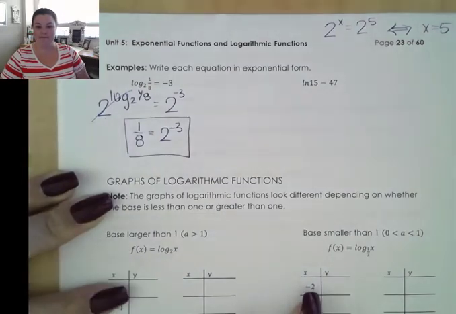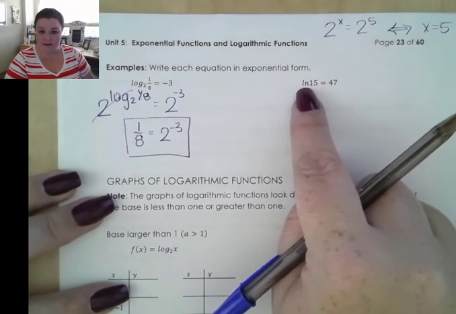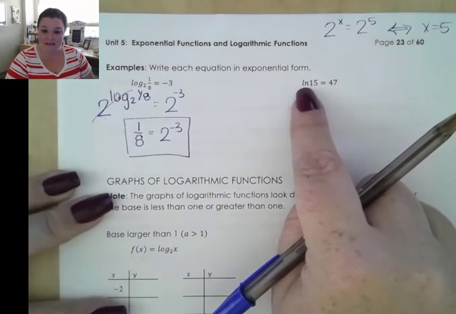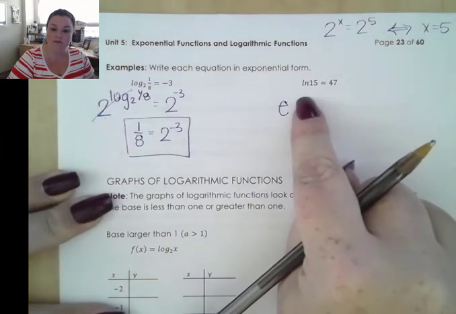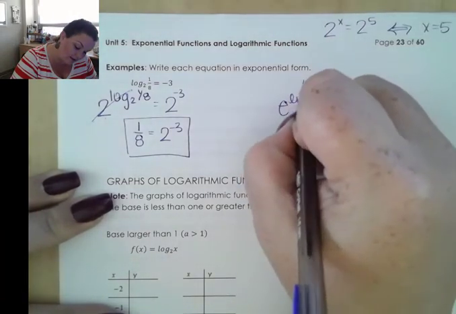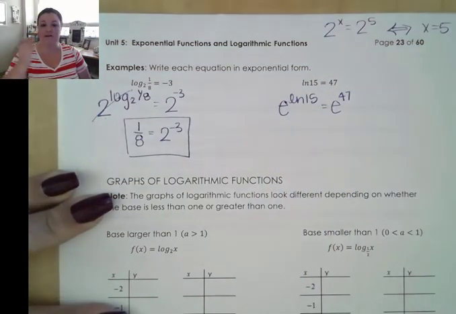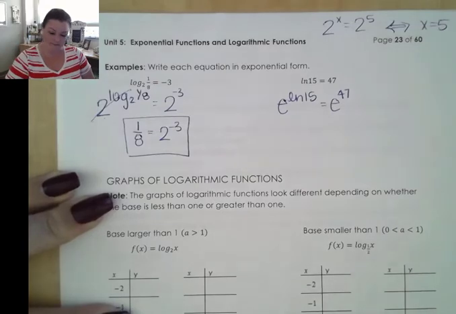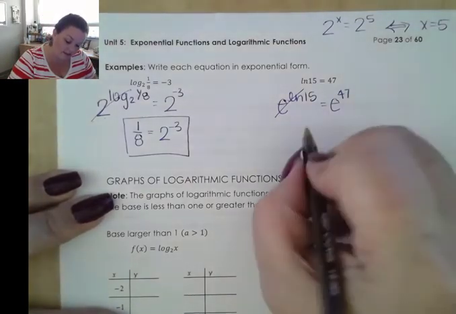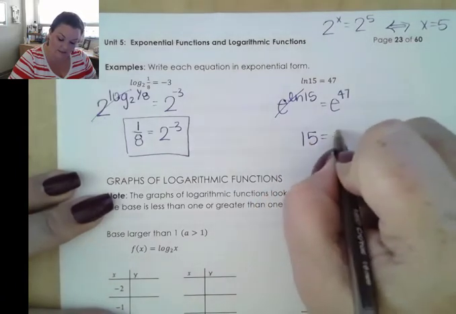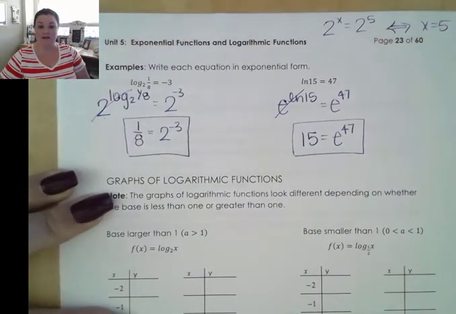Okay. All right. I want to do the same thing here. I need to get rid of ln. ln is log base e. So I'm going to use exponential base e and move this up into the exponent. So e raised to the ln of 15 is equal to e raised to the 47, because if I do it on one side, I got to do it on the other. e and ln cancel because they're inverse functions. So I'm left with 15 is equal to e to the 47th power. We just leave it like that. Okay?